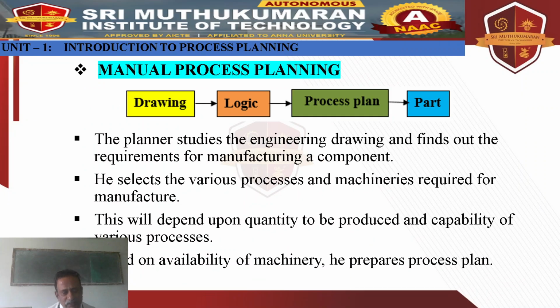For doing this process planning manually, the details already specified, such as drawing details, dimensions, surface finish, hardness, etc., are required. Also, about the various types of machines, the capability of each machine should be known. In manual process planning, the planner studies the drawing, makes some logical decisions, prepares a process plan and gives it for the part production. The planner studies the engineering drawing and finds out the requirements for manufacturing a component. He selects various processes and machineries required for manufacture. This will depend upon the quantity to be produced and capability of various processes. Based on availability of the machinery, he prepares a process plan.